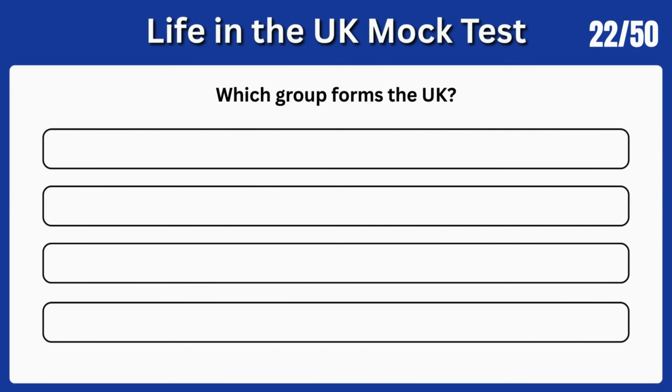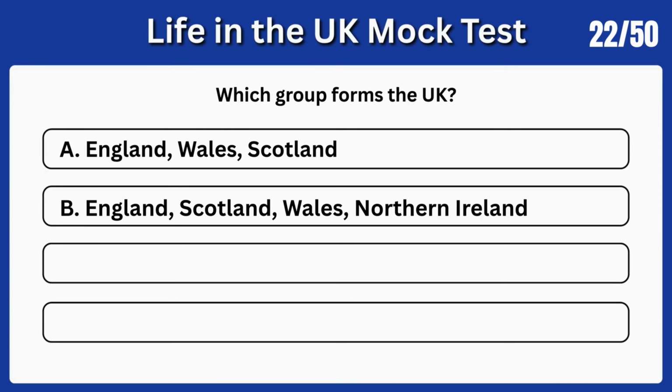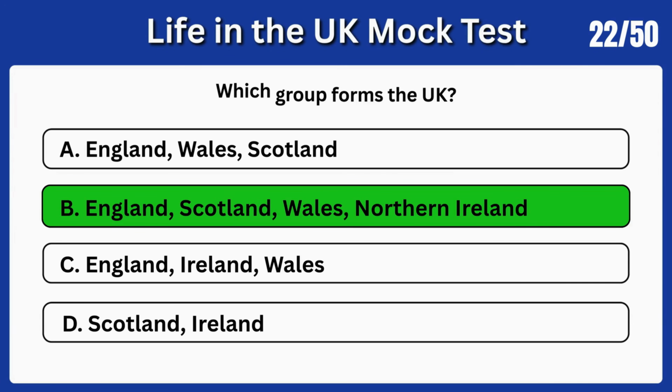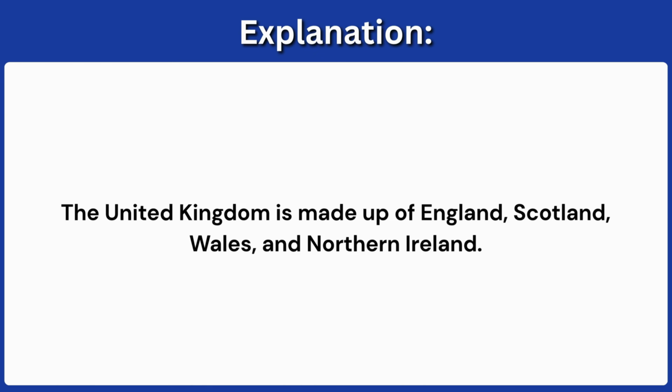Question 22. Which group forms the UK? A. England, Wales, Scotland. B. England, Scotland, Wales, Northern Ireland. C. England, Ireland, Wales. D. Scotland, Ireland. The correct answer is B. Explanation. The United Kingdom is made up of England, Scotland, Wales, and Northern Ireland.